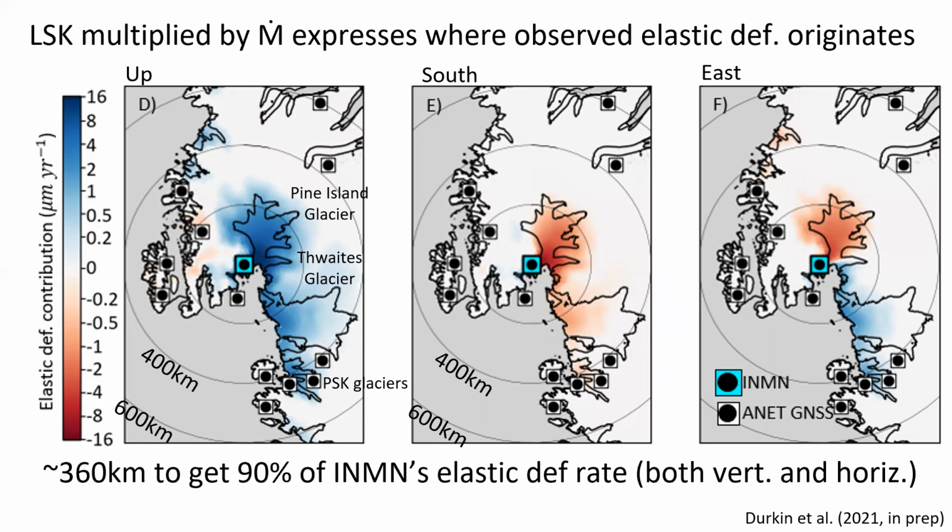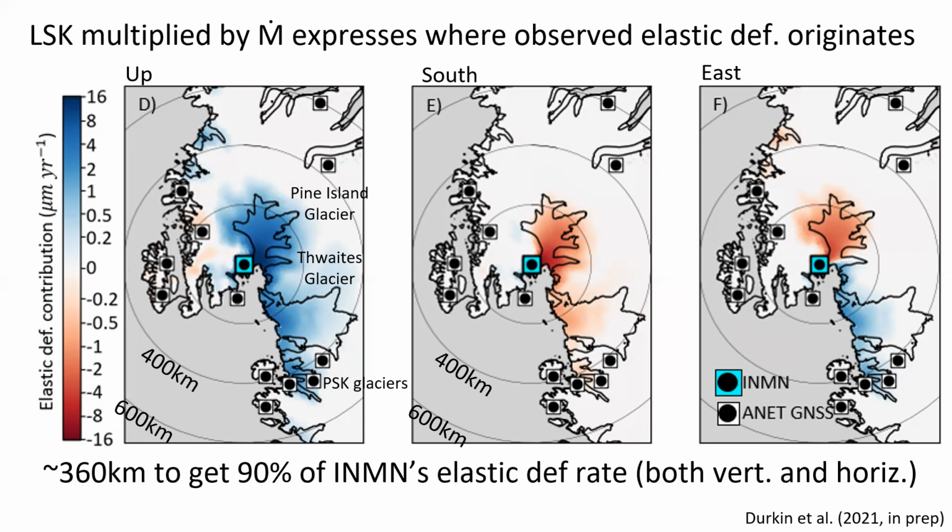This is the result of the sum of many, many disks, each of which contribute between a few microns to a few tens of microns of elastic deformation per year. Disks that are closest to INMN with the fastest thinning rates contribute the most to the site's elastic uplift rate per disk, for example, regions near the grounding line of Pine Island Glacier. But there's not very many of these disks, and if you move further away from INMN, although the contributions of each disk become very small, the number of disks increases quite rapidly.